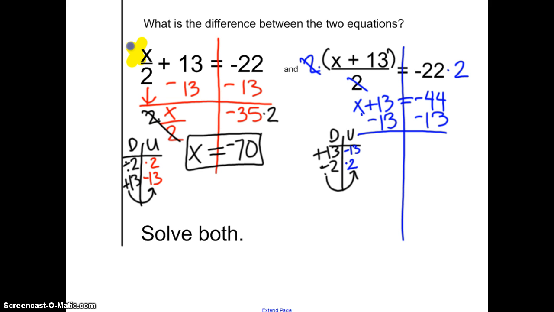Then I subtract 13. When I do that, drop down my x, and I get, oh, they're both negative, so you add them, keep the sign, negative 57. Done.